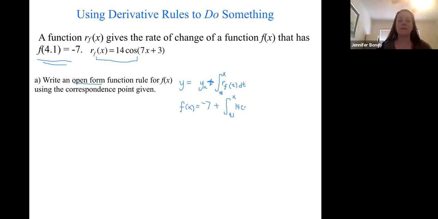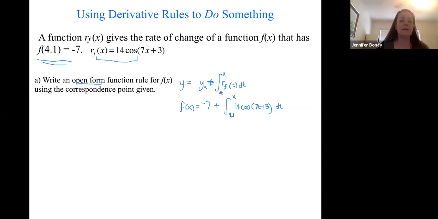So my f of x function in open form, I have my y initial plus m dx structure, or my starting value plus accumulation due to this rate starting at that point and moving on. So I have t take on all the values from x equals 4.1 as far as I want, and that gives me a function of x.